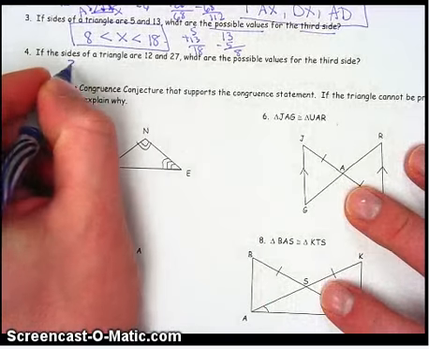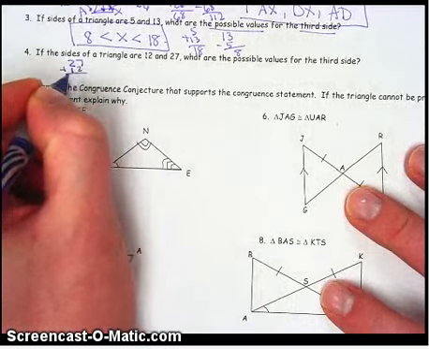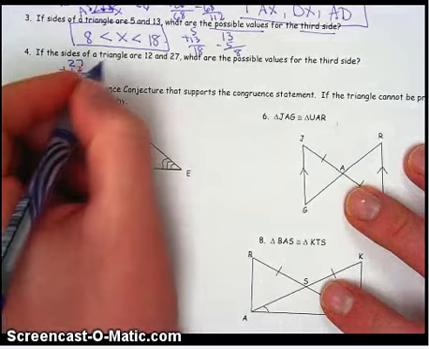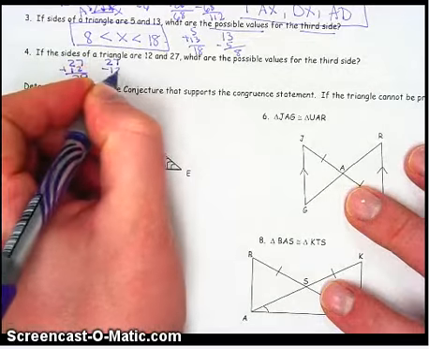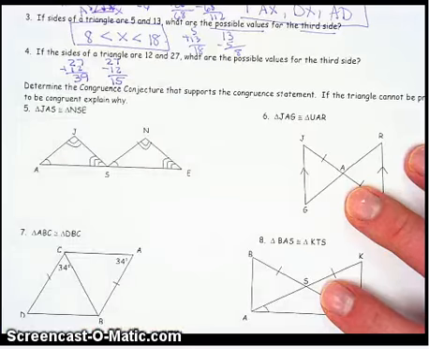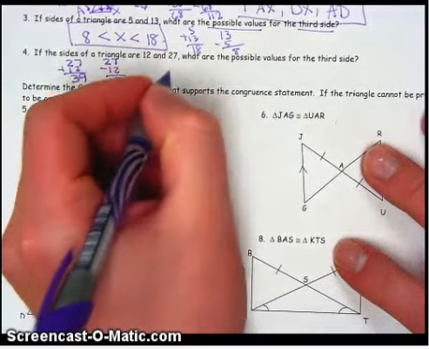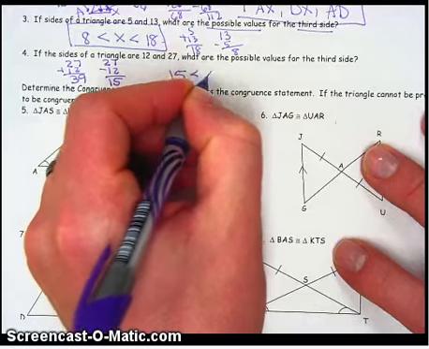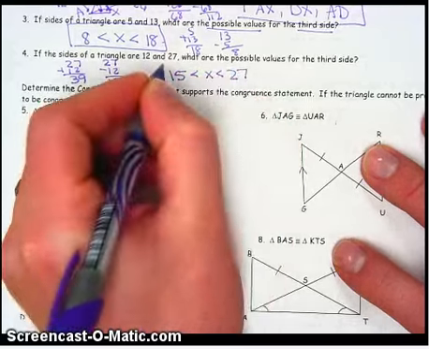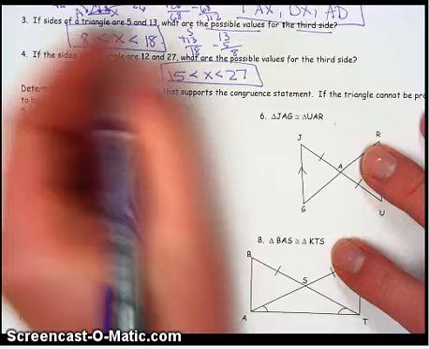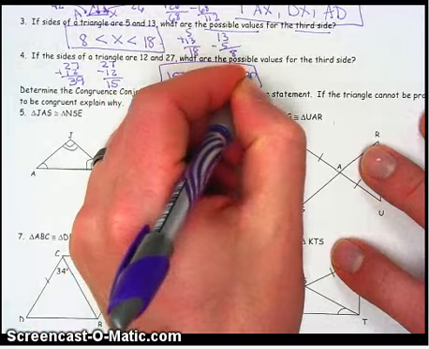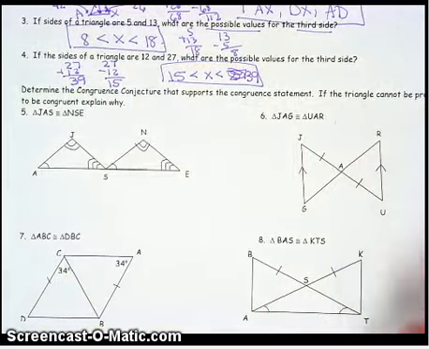All right, next one for the third side. I'm going to add those two. 27 plus 12 is 39. I'm going to subtract them. 27 minus 12 is 15. So my third side has to be in between 15 and 27. I'm sorry, 15 and 39. Thank you. Okay, sorry. In between 15 and 39.